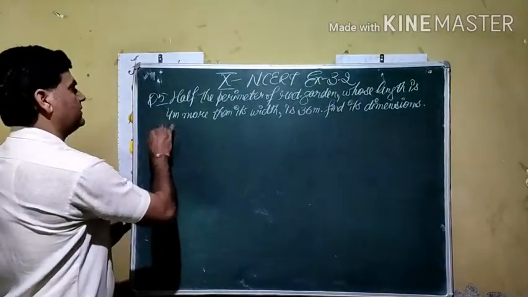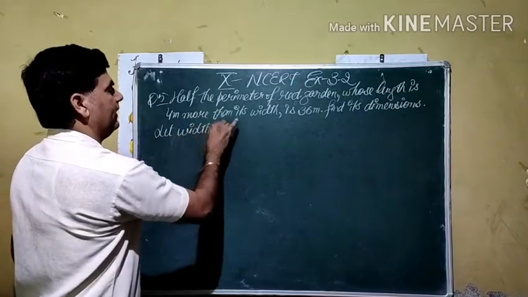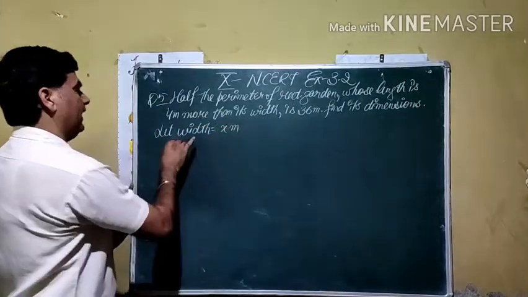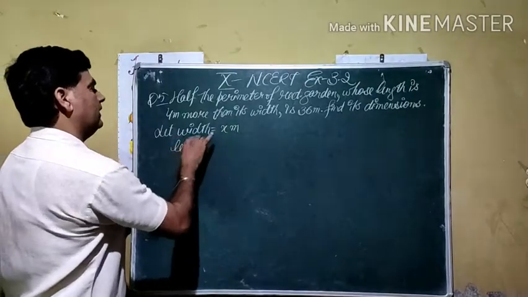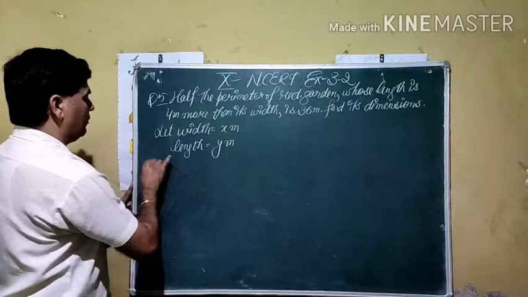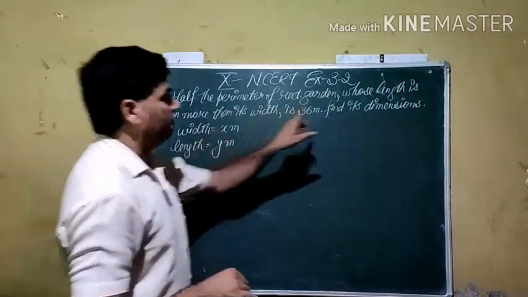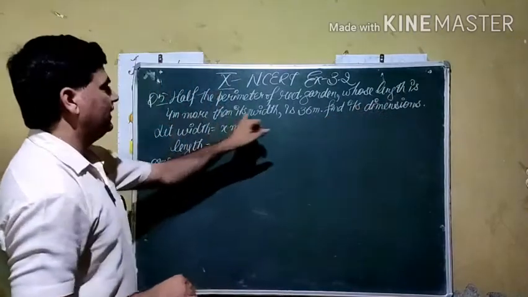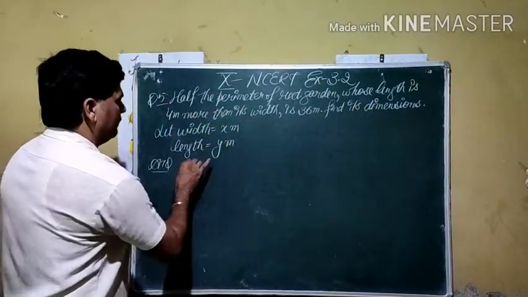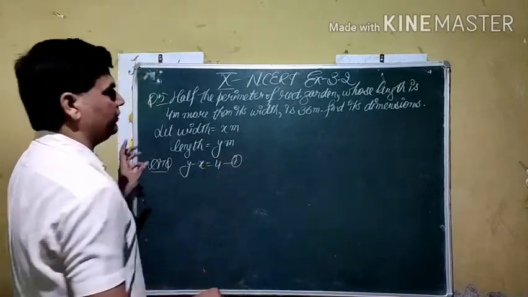So we first choose: let the width of the garden be x meter and the length be y meter. According to the question, the first thing given is that the length is 4 more than the width. We can see here y minus x is equal to 4. This is the first equation.